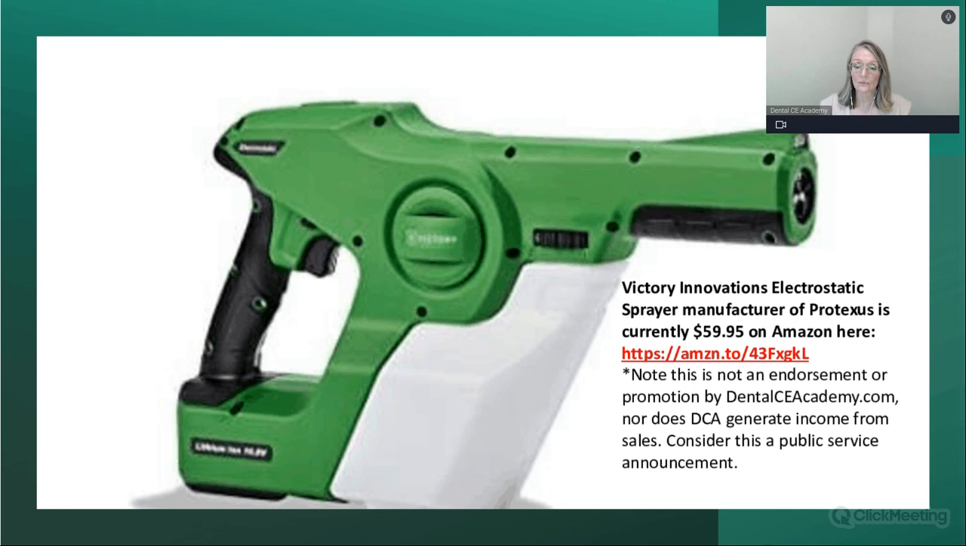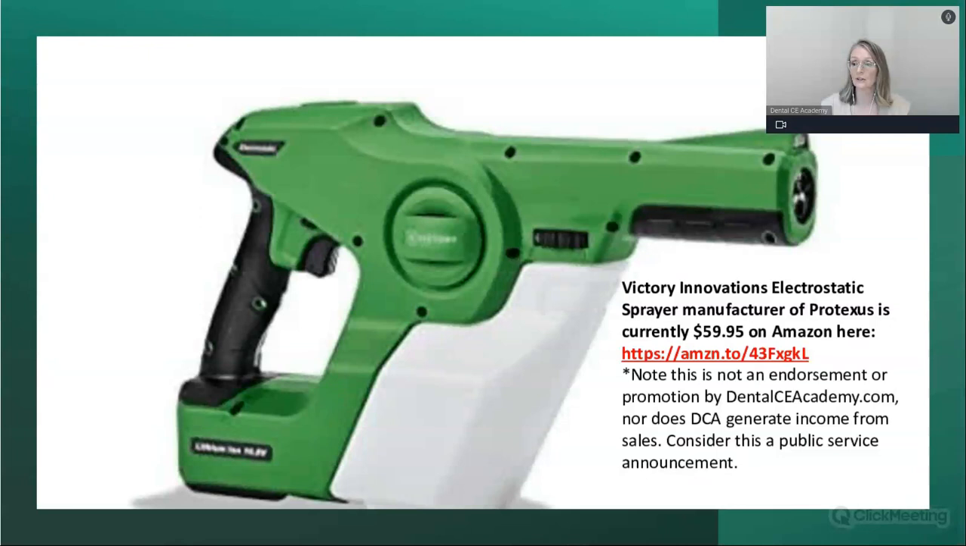This is the Victory Innovations electrostatic sprayer, and I'm going to be talking about it afterwards, but consider this a public service announcement. I do not get any remuneration for this at all. This sprayer is the exact same sprayer the gentleman was using in the operatory that you just saw. The difference here is about $600.